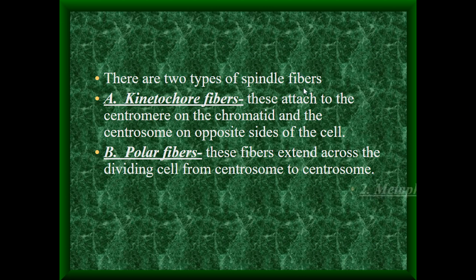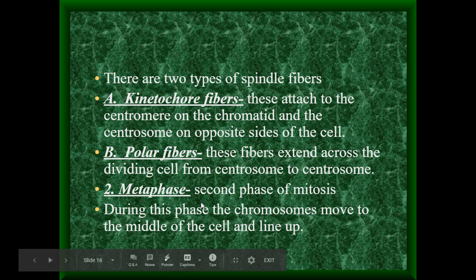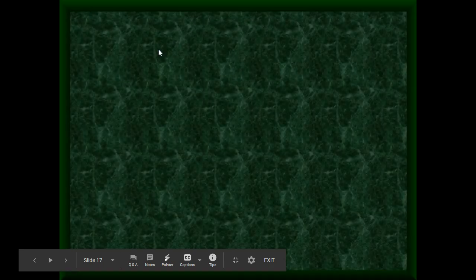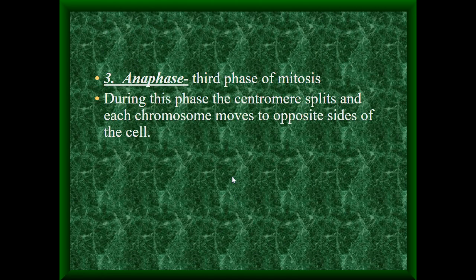We're not going to worry about this. So keep on going. We're going to talk about metaphase. Metaphase is the second stage of mitosis. During this phase, the chromosomes move to the middle of the cell and line up. If we move to metaphase, you see the chromosomes have moved, your spindle fibers and your centrioles have connected, and now they're getting ready to pull apart.